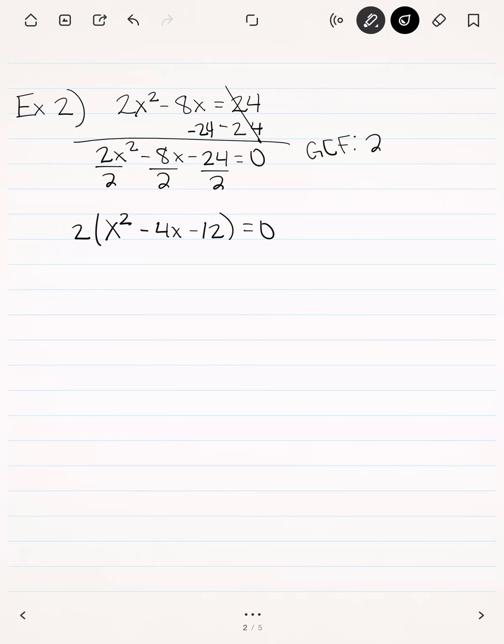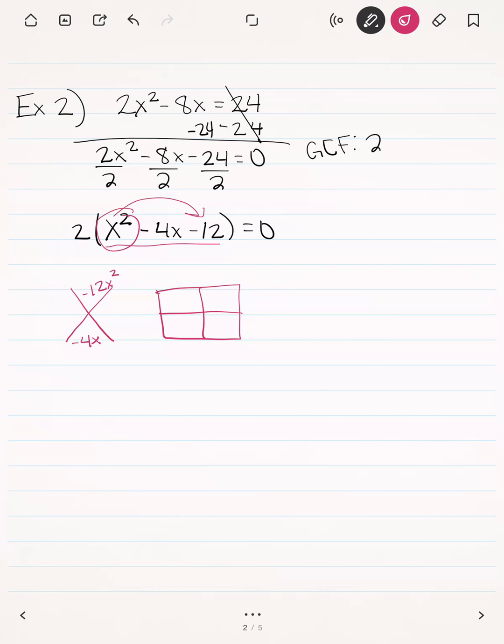Now I need to factor this inside part. So this part right here, I need to factor it. So I'm going to use my x in my box. To get the top of the x, I do first times the last. I get negative 12x squared. Then my middle term goes on bottom, negative 4x. I need to figure out what can I multiply to get negative 12, and add to get negative 4.